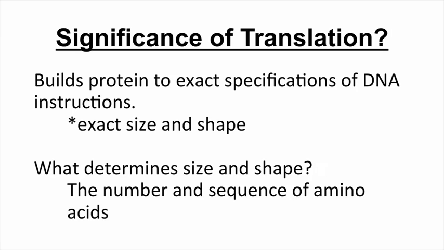So translation makes sure that the proteins are built correctly, so they're the exact size and shape based on the amino acids they lay down. How do you know which amino acids? That's what the DNA instructions are saying. The DNA instructions are saying exactly which amino acids to lay down in what order. So when you rewrite the DNA into mRNA, the mRNA has the instructions saying to do that. And then finally during translation here, those instructions are read and the protein gets built.